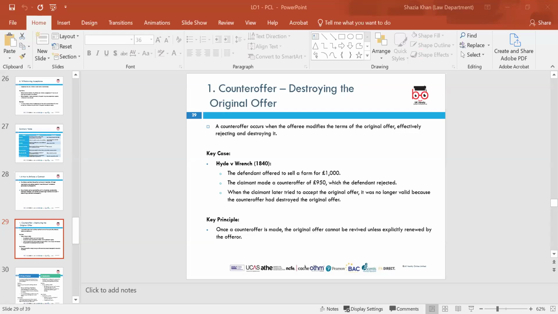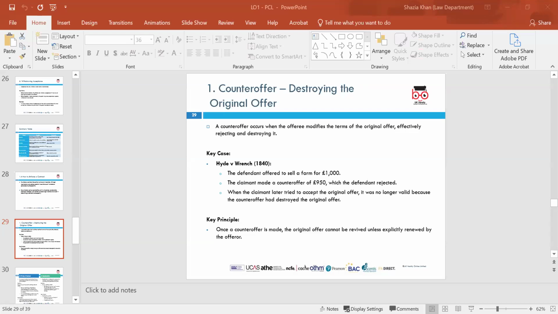Key points about counter offers and destroying original offers. Rejection mechanism: when you make a counter offer, you are essentially saying no to the initial offer and proposing different terms instead. A counter offer is not just a request for clarification. It is a new offer with modified terms, which the other party can then choose to accept or reject. Once a counter offer is made, the original offeree cannot later decide to accept the initial offer as it's no longer valid. And that happens sometimes. People will go back and forth.